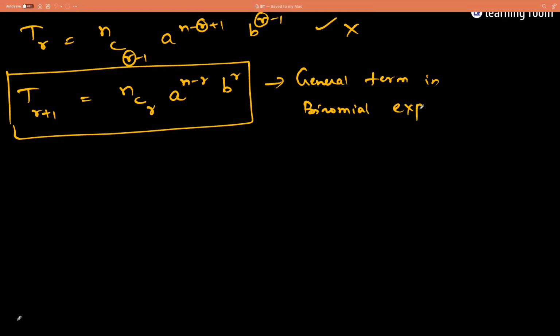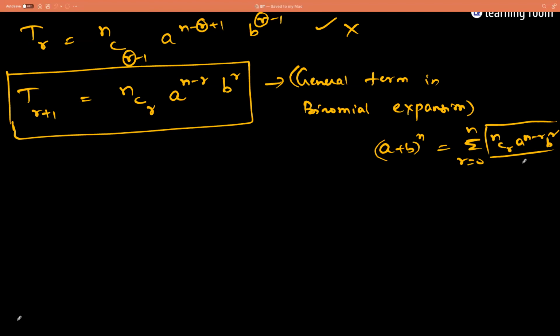Guys, am I clear with this point? If something is not clear, get it clarified. So this is called the general term, and I don't want anybody to memorize it. You have to understand and write it. When we wrote a plus b the whole power n, we wrote sigma r is equal to 0 to n, nCr into a power n minus r into b power r. So this nCr into a power n minus r into b power r is actually what is called T r plus 1. So are you able to connect both the dots? Yes or no?